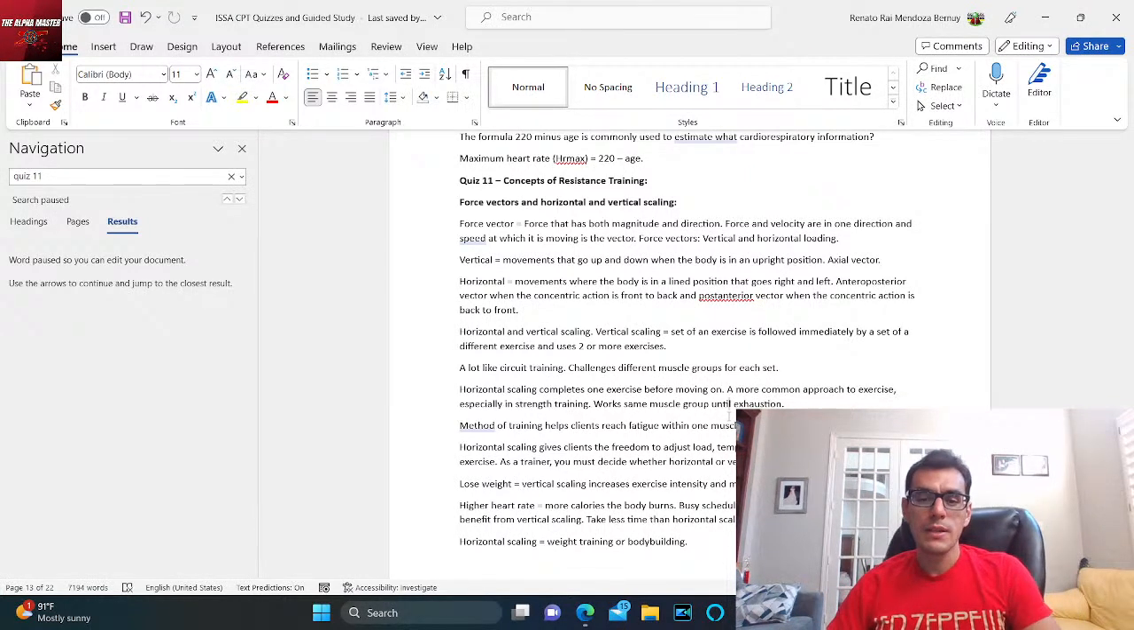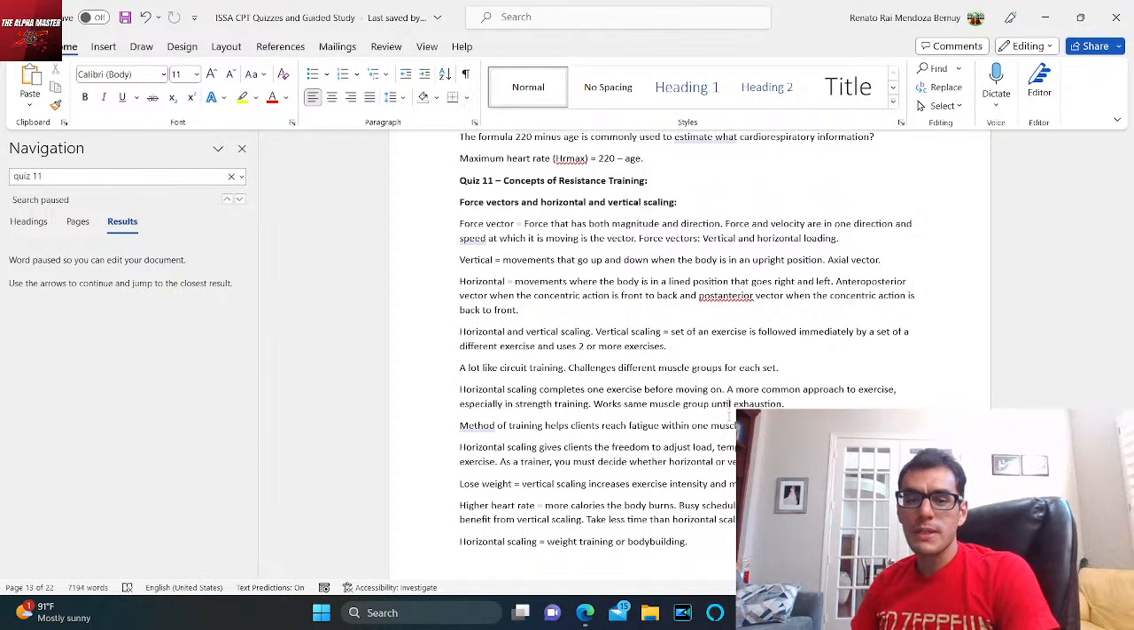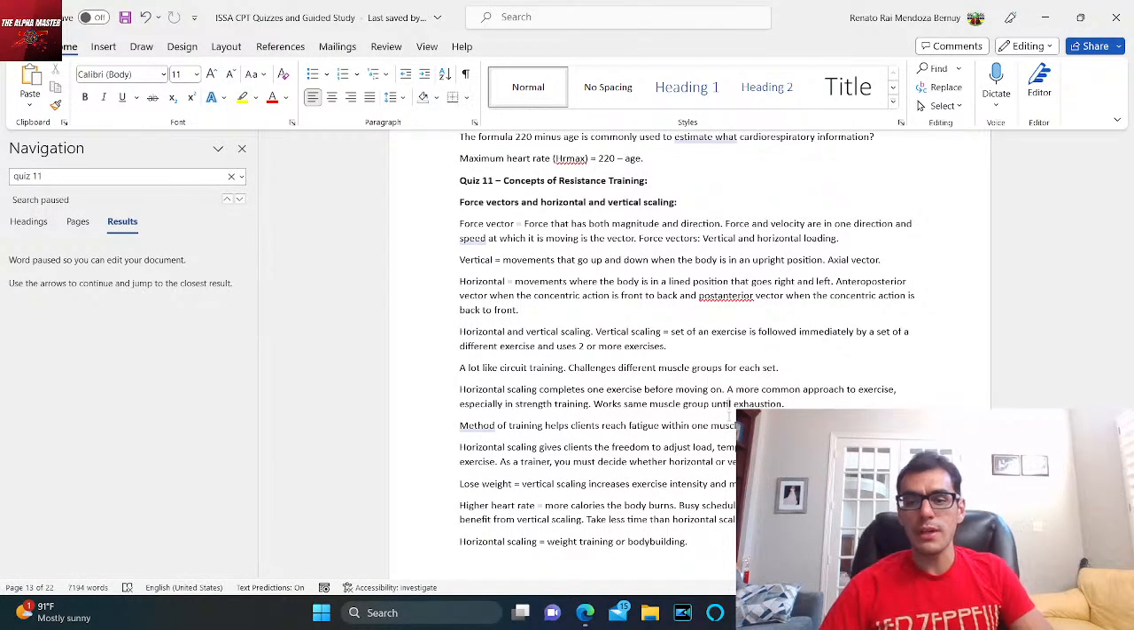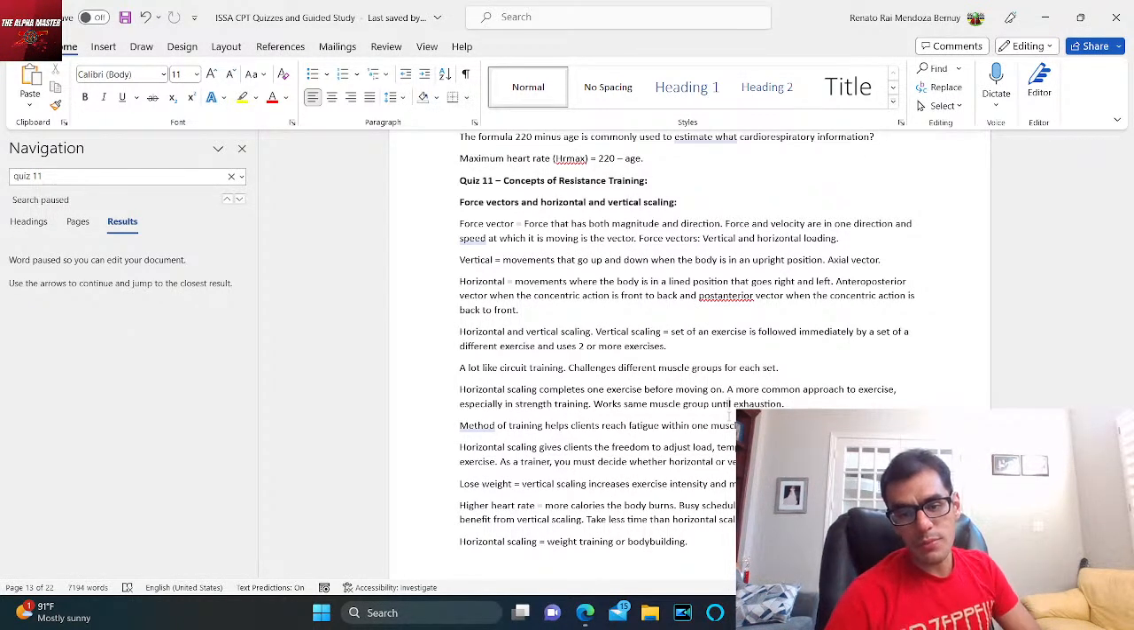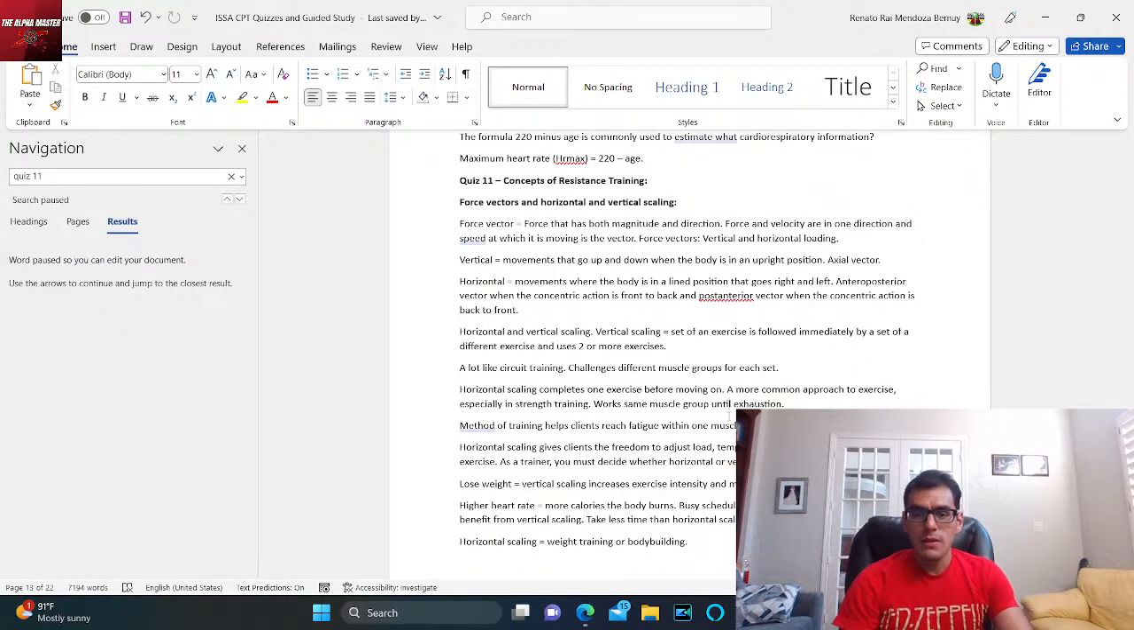Higher heart rate means that it's going to be more calories that the body burns.